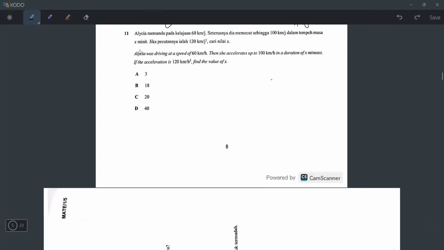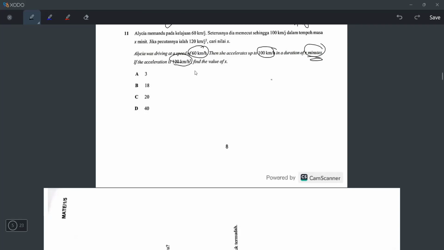Let's go fast. 11. Alicia was driving at the speed of 60. So this is the initial speed. And she accelerates up to 100. So she tekan the minyak lah. She press on the pedal as she accelerates, and then the meter goes until 100 in the duration of X minutes. Okay, I already noticed something here. This is kilometer per hour, this is kilometer per hour, but this is minutes. So be careful. And if the acceleration is 120, find the value of X.